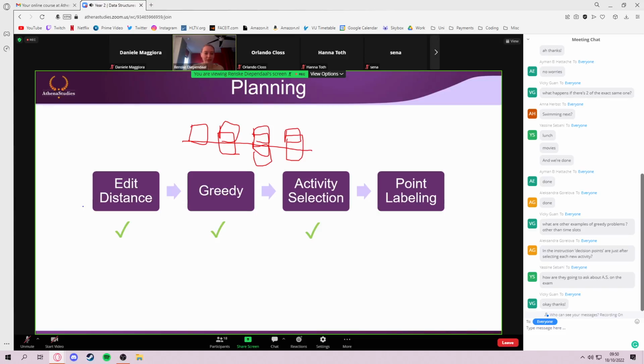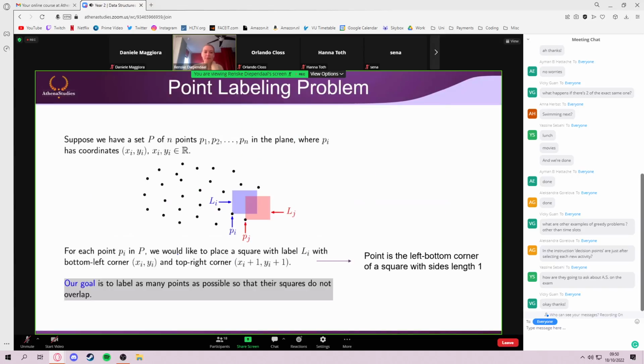Okay, let's see. In the instruction, decision points are just selecting each new activity. Yeah, exactly, each new activity is a decision you make. Okay, I think I had all the questions now. Let me know if I missed your question. And then we can move on to the point labeling problem.